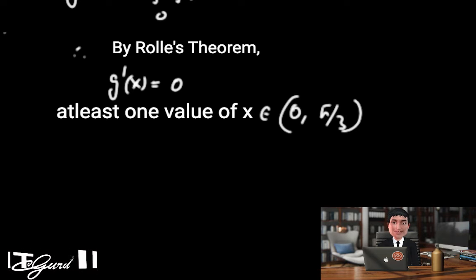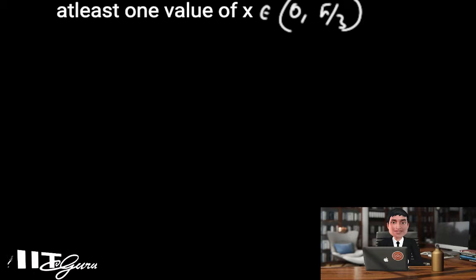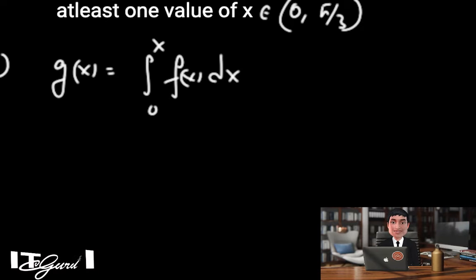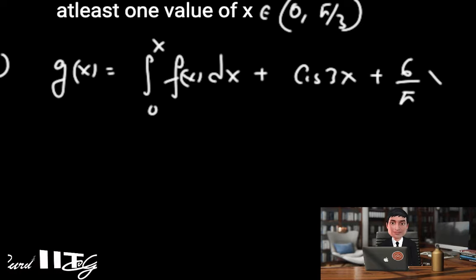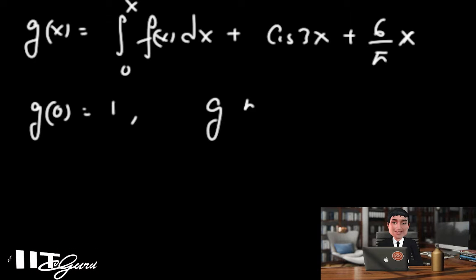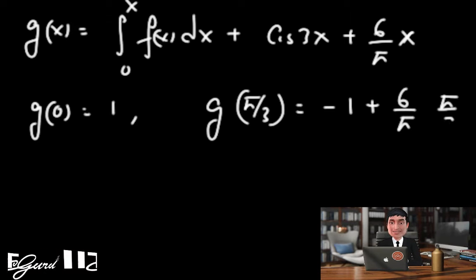So now we check for B option, equation f(x) like this way, minus 3x. So once again here we can use Rolle's theorem. So that is g(x) equal to, we have to think about as 0 to x f(x) dx, and plus cos 3x and plus 6 by pi x. So g of 0, what about g of 0? That is 1, and g of pi by 3 if we recall, and substitute the values. So we get minus 1 plus 6 by pi into pi by 3. So pi cancel, 3 to 6, 2 minus 1, that is 1.